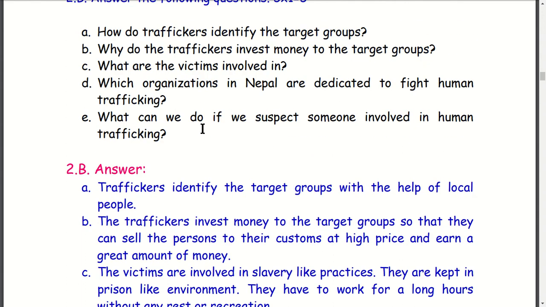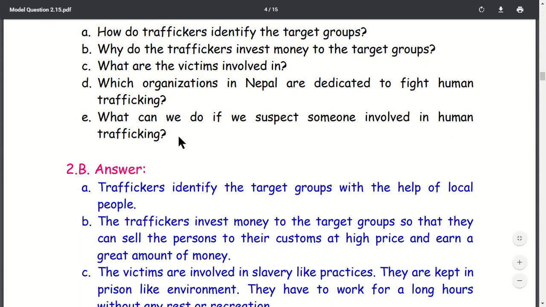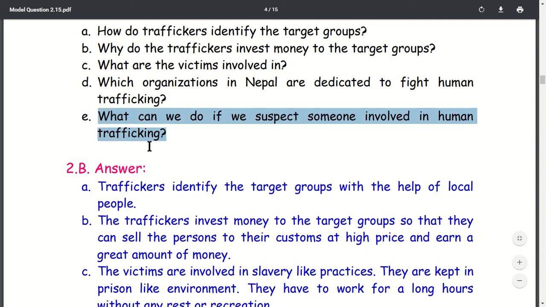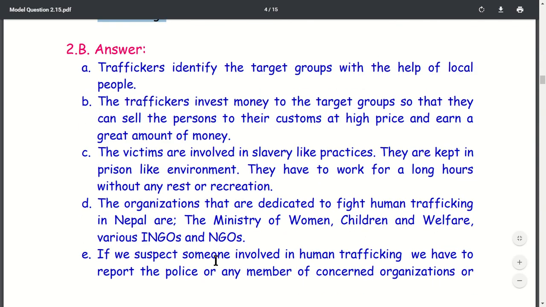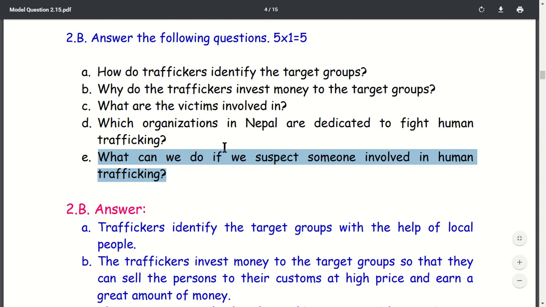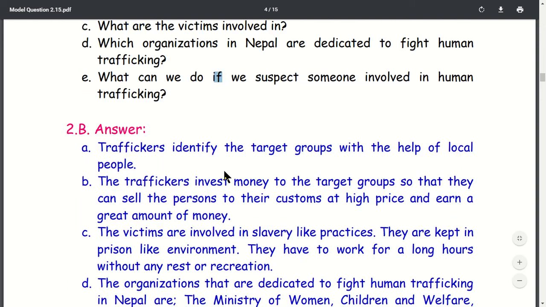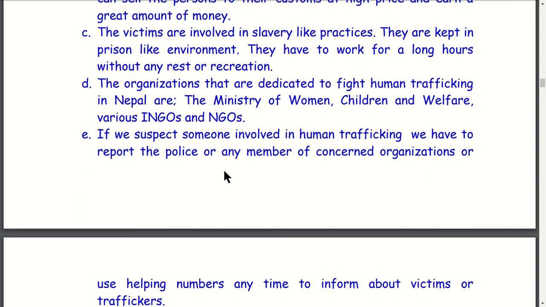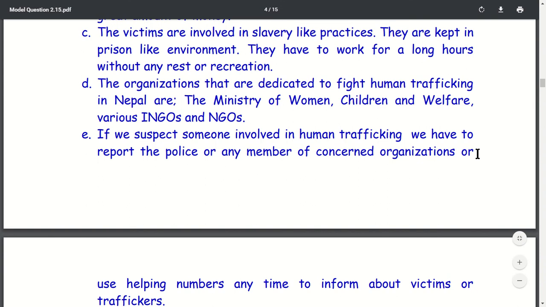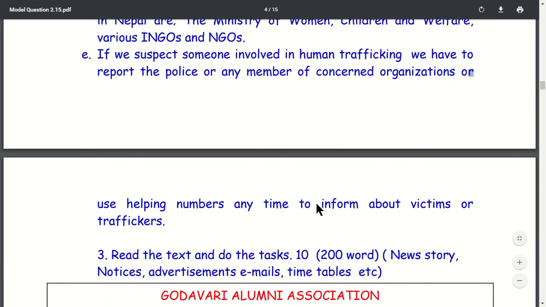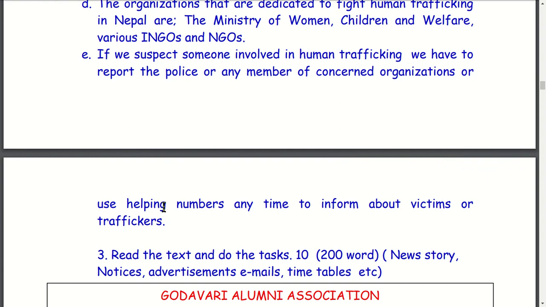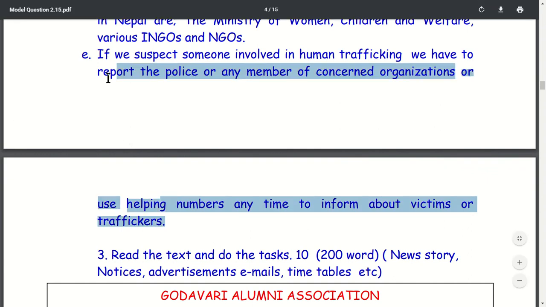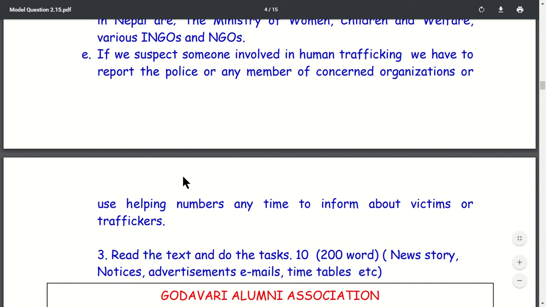Question number E, what can we do if we suspect someone involved in human trafficking? What can you do? You should start writing your answer from that question here. So half of the answer is there. If we suspect someone involved in human trafficking, we have to report to the police or any member of the concerned organization, or use the helplines, or call helpline numbers to inform about the case. It is a little long here, but this is necessary. Okay, we finished another one.